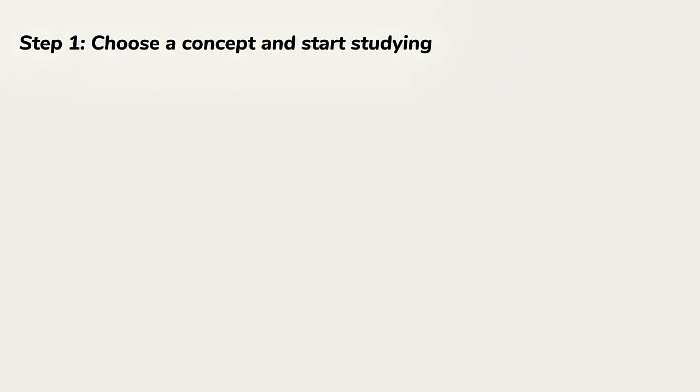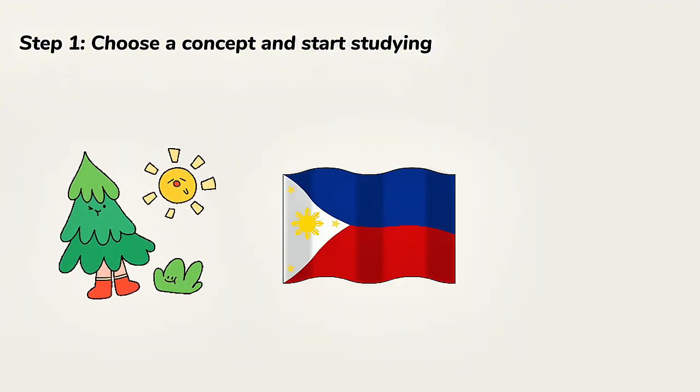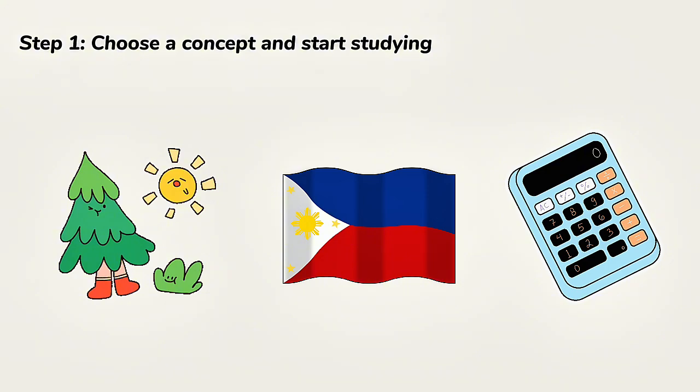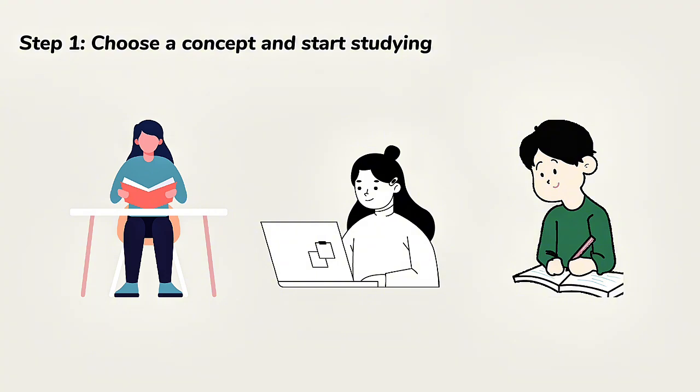First, pick the topic you want to learn. It could be anything: photosynthesis, the causes of the Philippine Revolution, how to solve a quadratic equation, anything. Then, start studying it. Read your textbook, watch videos, take notes, and do whatever helps you learn.